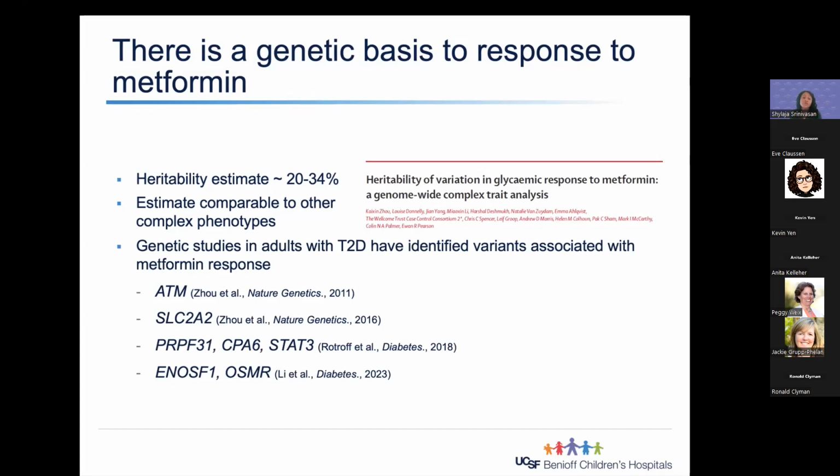Again, work done at UCSF in the Giacomini lab found that SLC2A2, which encodes a glucose transporter, is associated with metformin response. Subsequently, further variants have been identified to be associated with metformin response, including work that I was involved in in the Diabetes Prevention Program, where we showed that variants in OSF1 and OSMR are associated with metformin response in at-risk adults.